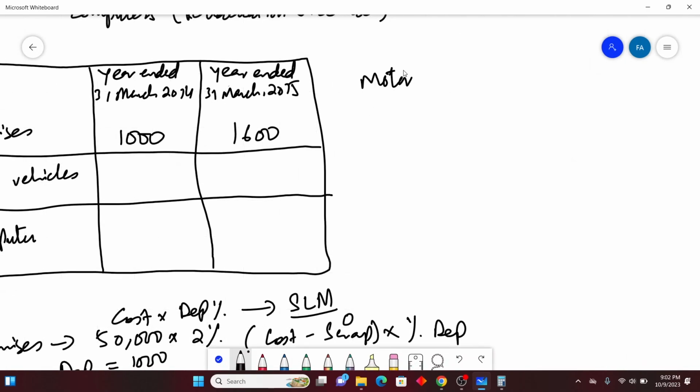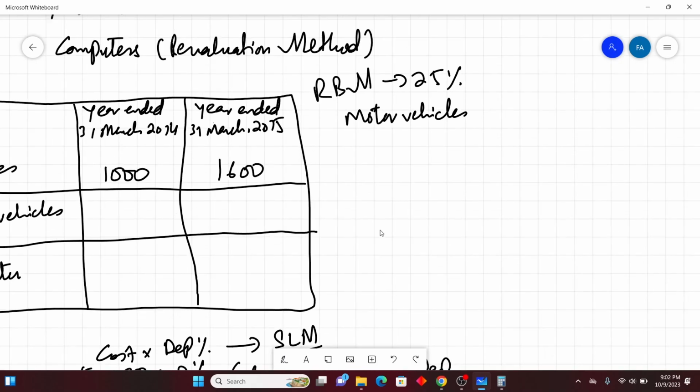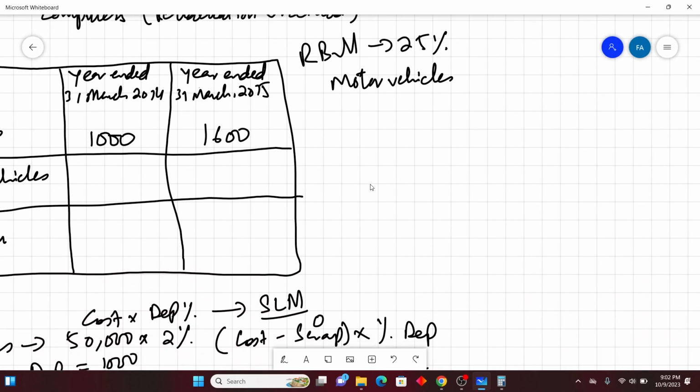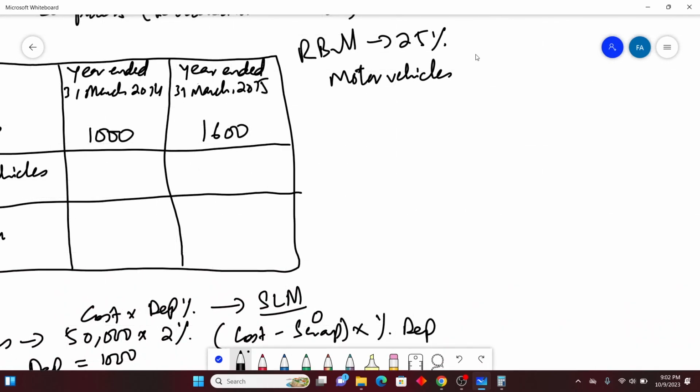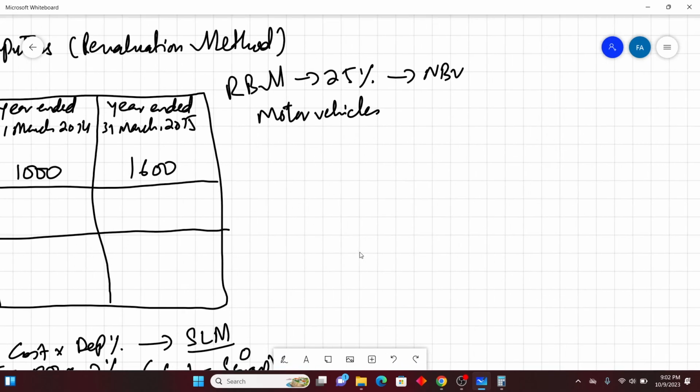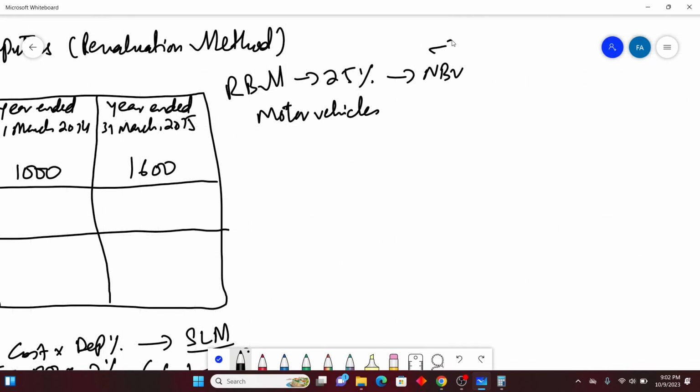So let's do motor vehicles. Motor vehicles depreciation is calculated by the reducing balance method, which is 25% if I'm not wrong. Whenever depreciation is charged by the reducing balance method, we always charge depreciation on the net book value. How do we find the net book value? We find it by doing cost minus depreciation, which is already given in the question. There will be some depreciation given in the question.